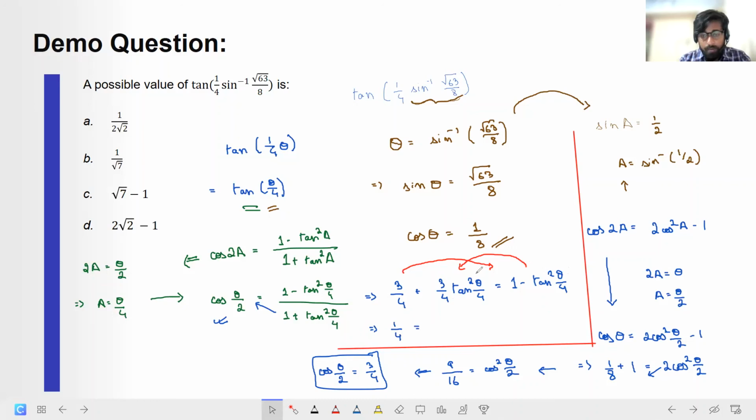And over here, if I add these two terms, I get it to be 7 by 4 tan square theta by 4. The 4's get cancelled out. The 7 goes to the other side. So what I'm left with is 1 by 7 is equal to tan square theta by 4. So I know the value of tan square theta by 4. So similarly, by looking at the options, tan theta by 4 should be nothing but this 1 by root 7.